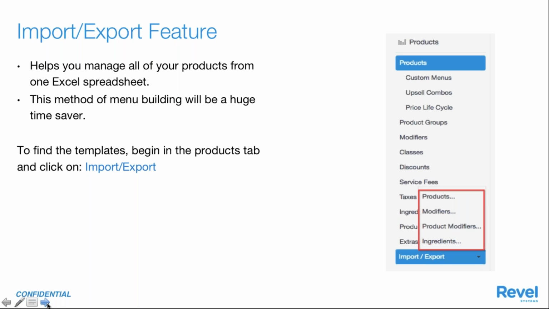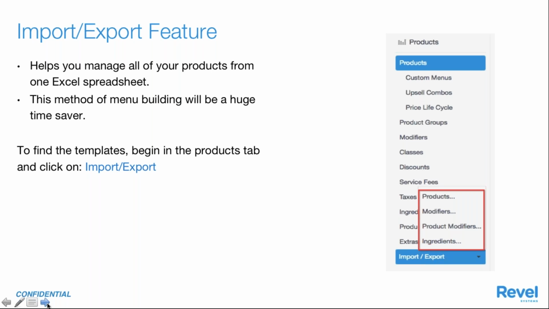So to find the templates, begin in the products tab and click on the import export button that's going to be shown in the bottom left-hand corner. You can see it highlighted here in blue. This feature is going to help you manage all of your products from one Excel spreadsheet. So whether it's product creation or product management, this method of menu building is going to be a huge time saver. It lets us make a variety of changes to multiple products, categories, and subcategories all at once.